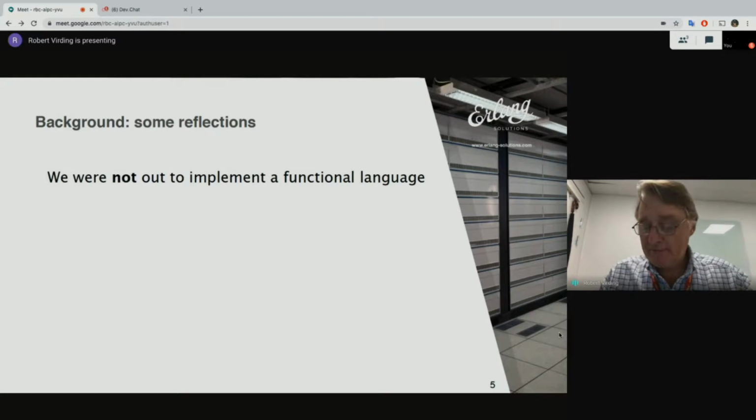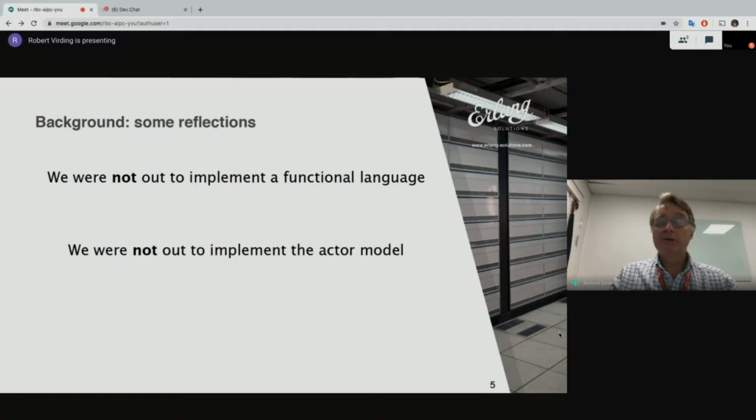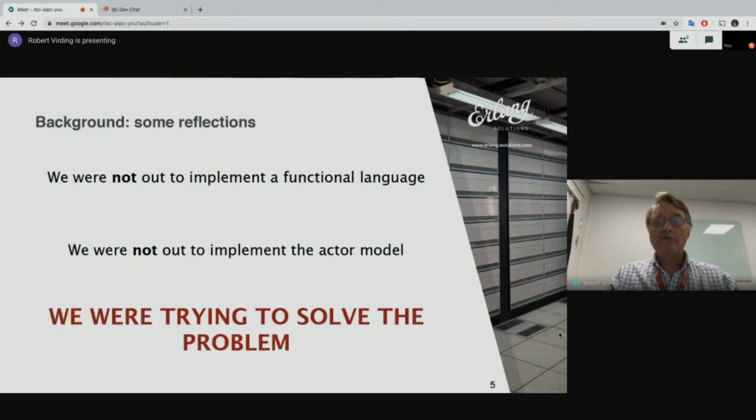Some later reflections: we were not out to implement a functional language. This was not our goal. It became functional as it went along. It started off being logic and it became functional. We were not out to implement the actor model. We heard later that we had implemented the actor model, but at the time we did not know about it. We were just trying to solve the problem.